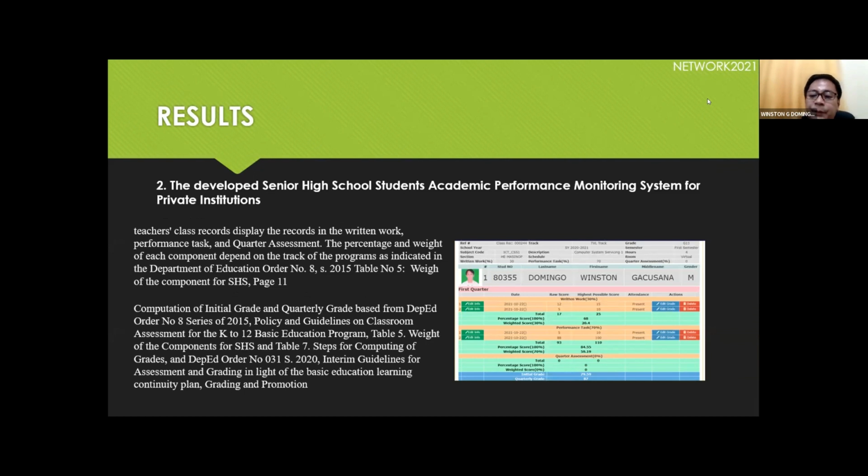And the principal can monitor who the performing students are and who the non-performing students are. The principal can also monitor who the students with the highest grades and with the average grade are, and who the students at risk are, meaning those with low academic performance.